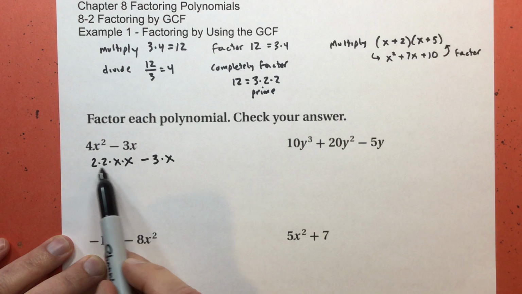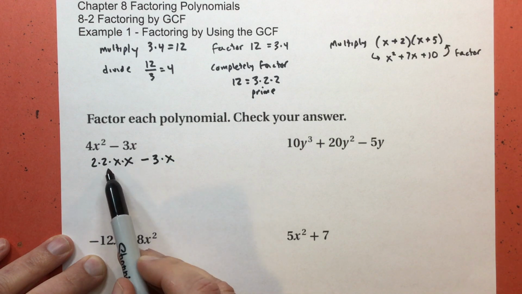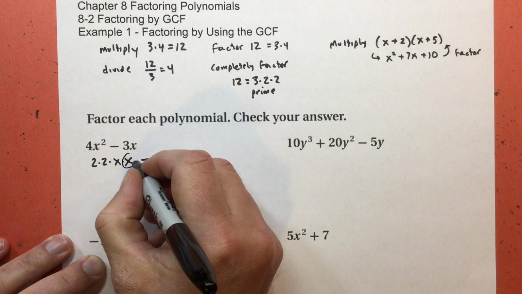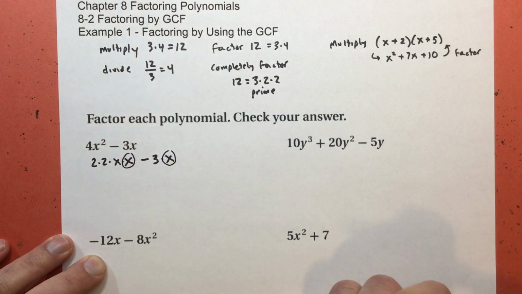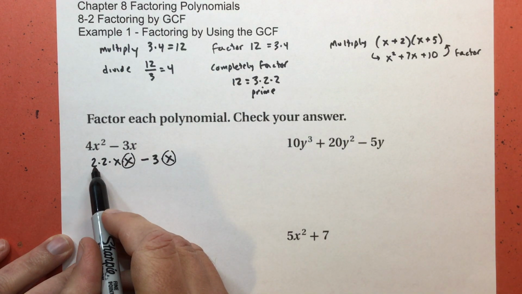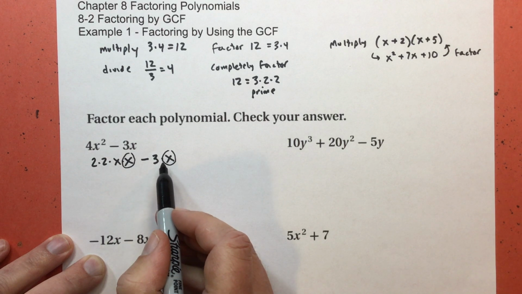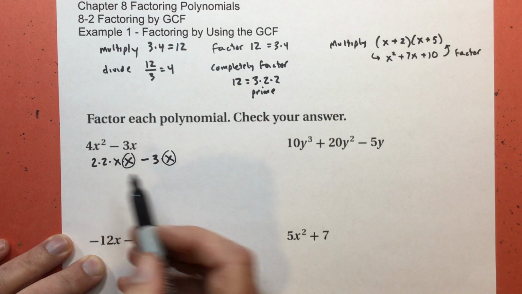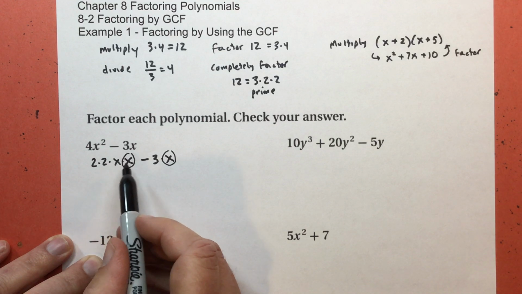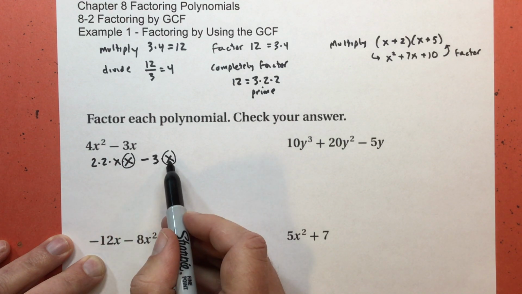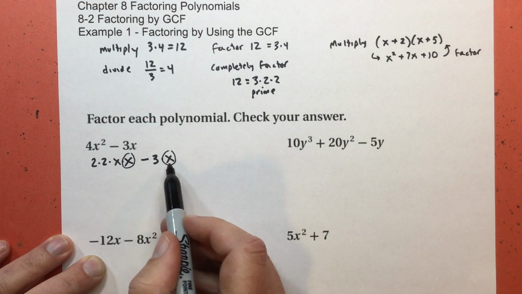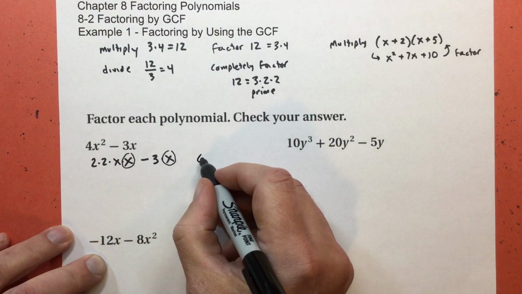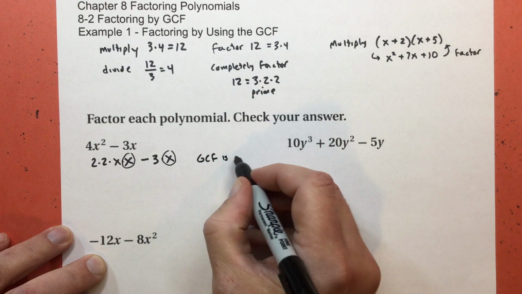What I do is I look here and I look here. These are called the terms. I look here and I see that here's an x and here's an x. I have a 2 here, but there's no 2's over here, so I'm not going to circle that. I have a 3 here, but there's no 3's over here, so I'm not going to circle that. I have that x, but I've already shared that x with both of these. So the common factor, the greatest common factor, is just x.